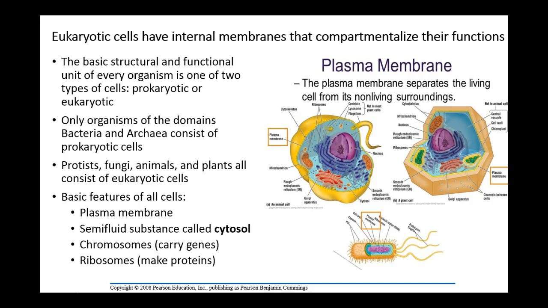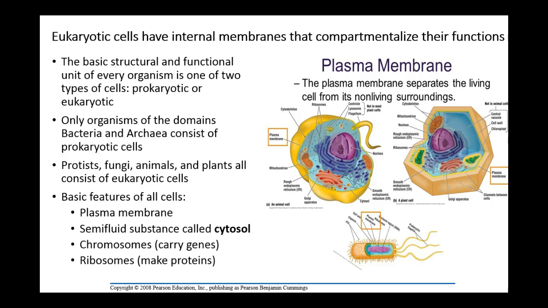Eukaryotic cells have internal membranes, and you'll hear this over and over again. Eukaryotic cells have internal membranes. You have an external membrane no matter what cell you are, but eukaryotic cells have an internal membrane that compartmentalizes that organelle off from the rest of the cell, and off from other organelles that are found within the cell.